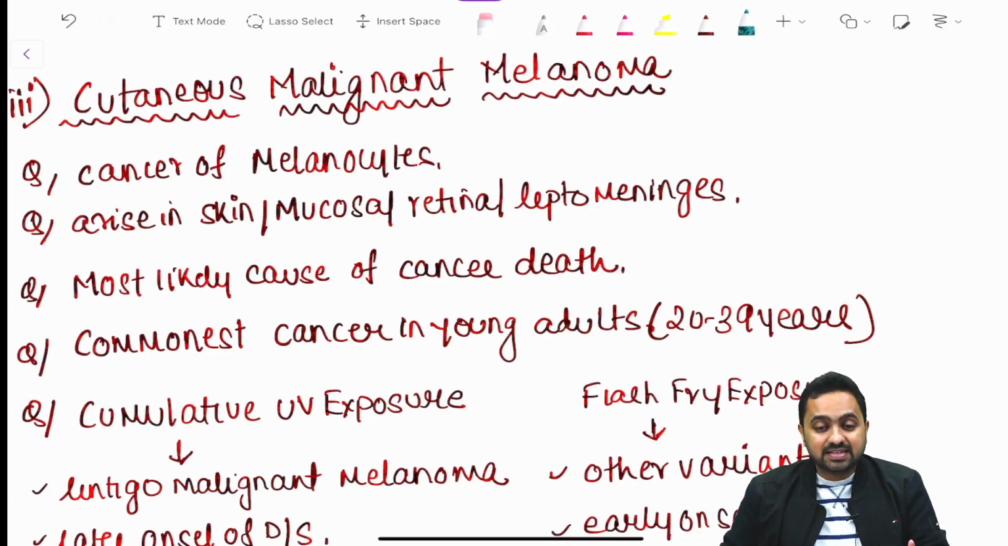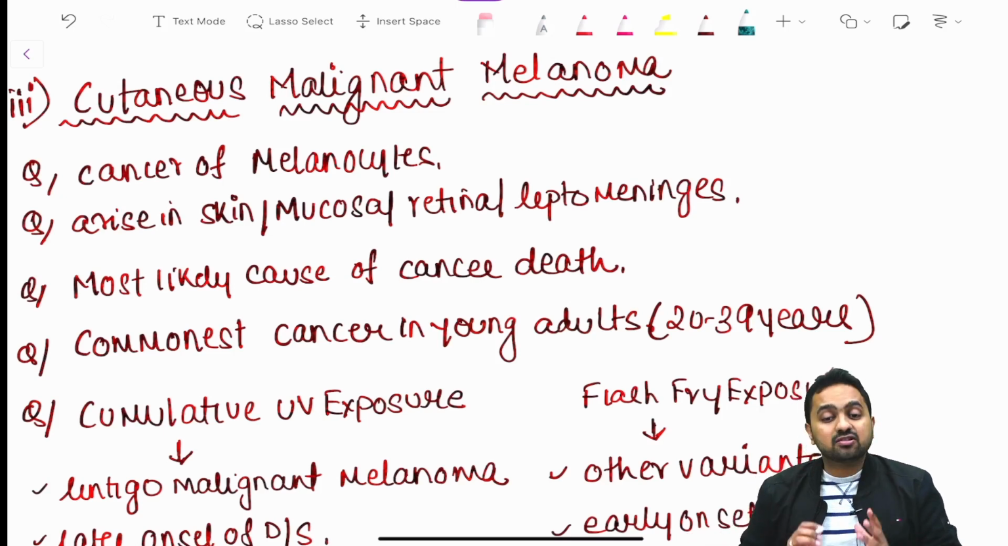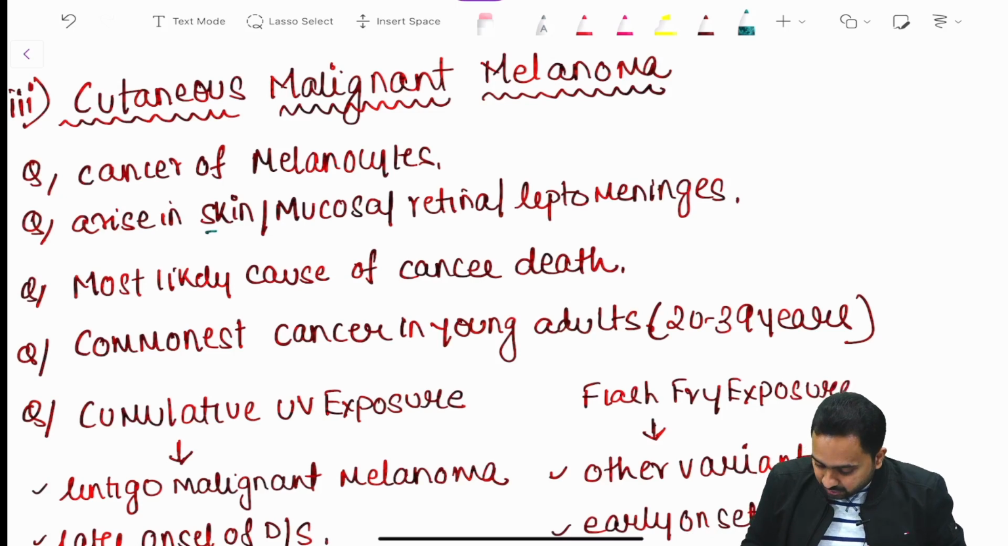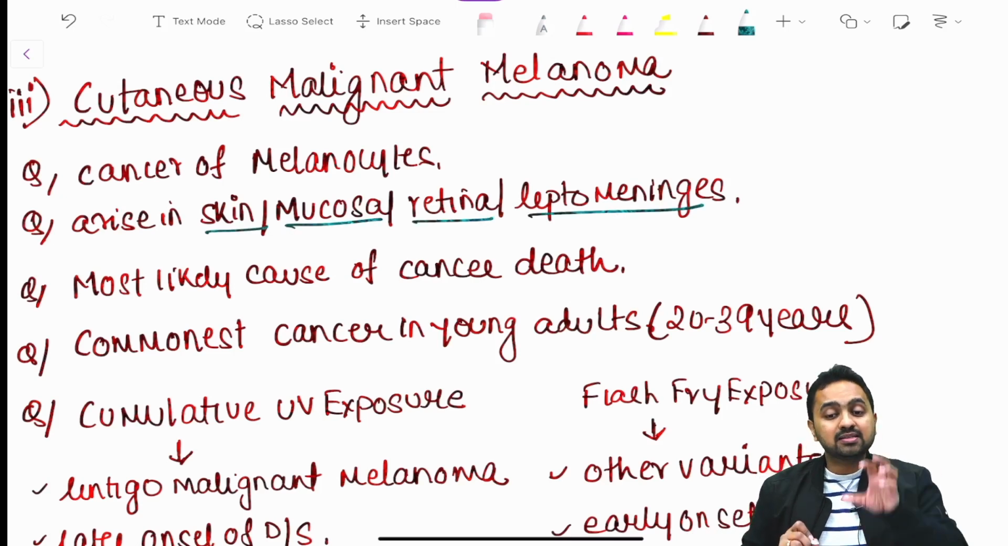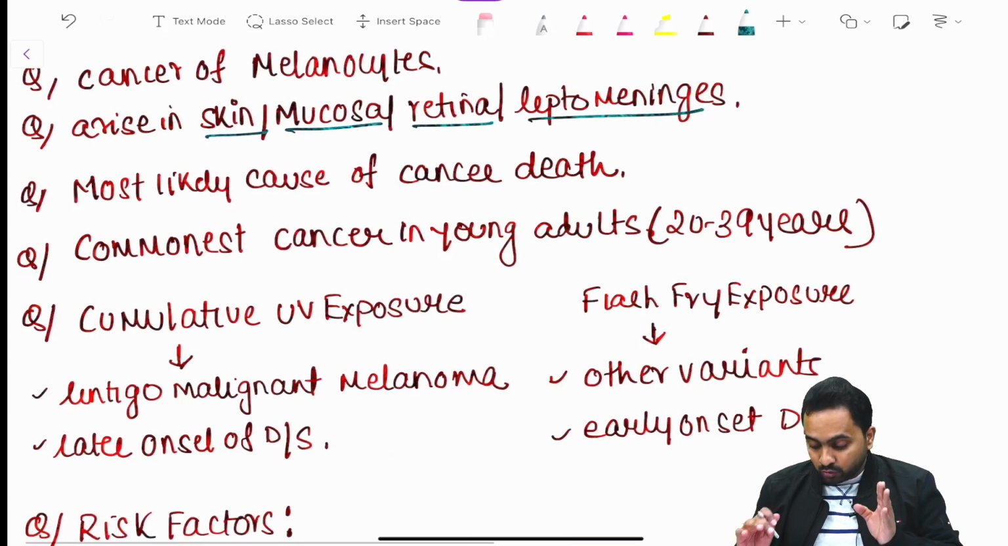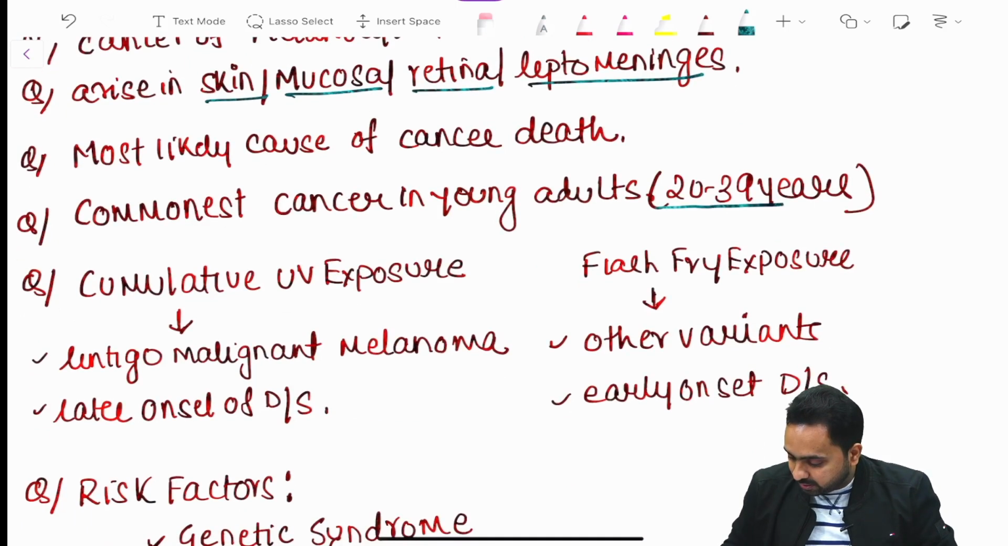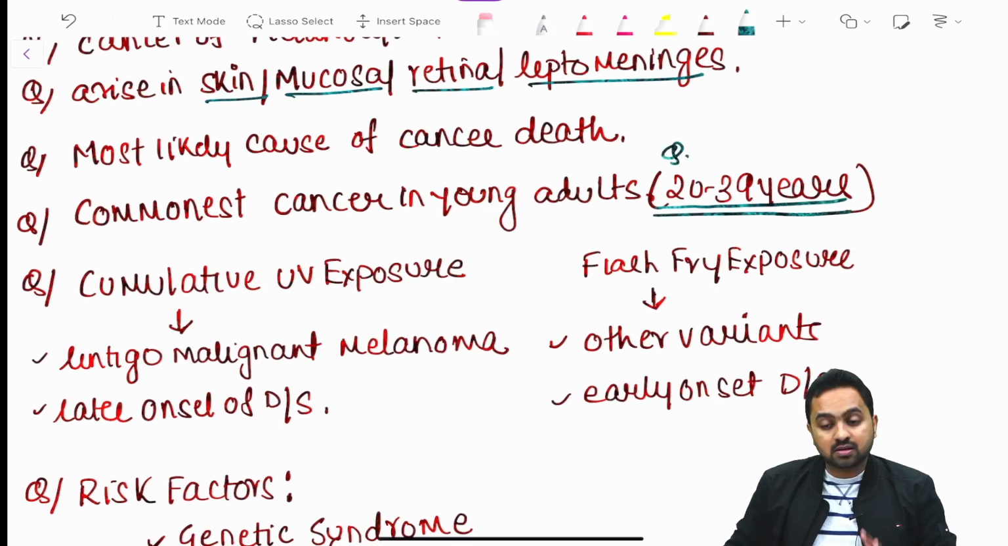The next skin malignancy that we have is cutaneous malignant melanoma. So this is a cancer of melanocytes. It arises in your skin, mucosa, retina or leptomeninges. It is the most likely cause of skin cancer death, and it is the most common cancer in young adults aged between 20 to 39 years.